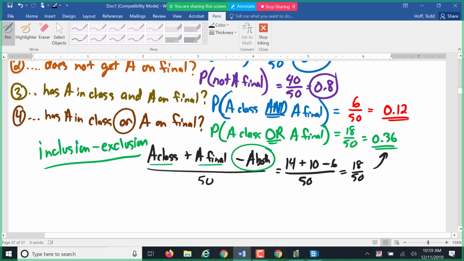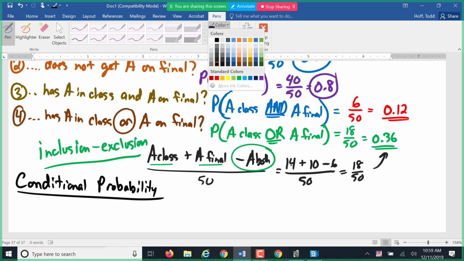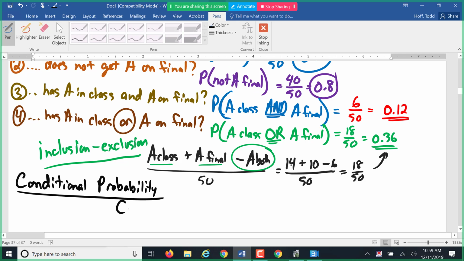Well, now we want to talk about conditional probability. What happens in conditional probability is we add a condition that limits the population. So in this case, we might not be looking at all 50 students anymore. We'd only be looking at a certain portion of them. Well, what does that mean?